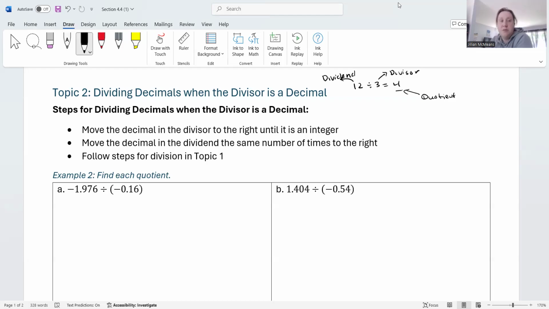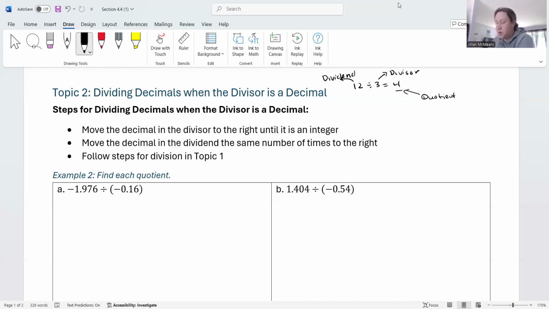Okay, so the steps for dividing decimals when the divisor is a decimal. We move the decimal in the divisor to the right until it's an integer. So we're basically creating a situation where we no longer have a decimal in the divisor. But here's the thing. If I move the decimal in the divisor, I have to compensate in the dividend. So then we move the decimal in the dividend the same number of times to the right. And then we follow the steps for division just like we did in the first topic. Okay? So let's look at this first example.